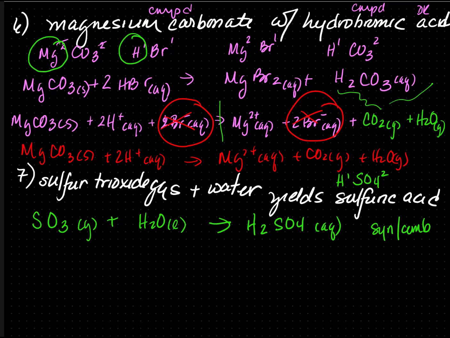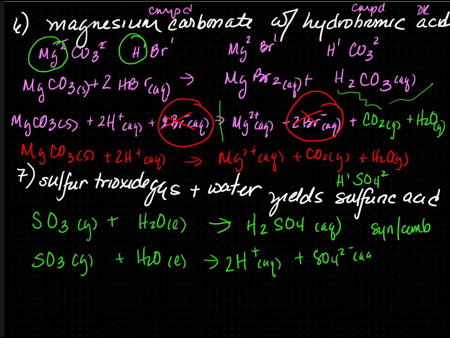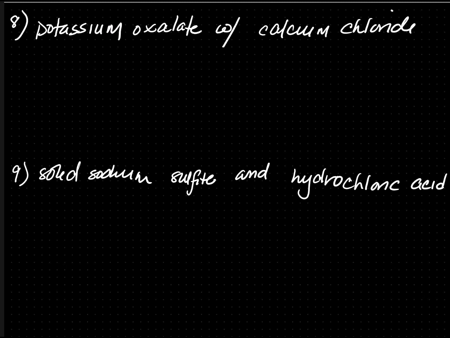Now we're going to break down everything that's AQ that is not a weak acid. So SO3 we cannot break down because it's a gas. Water we cannot break down because it's a liquid. Sulfuric acid we can because it is a strong acid. So we're going to have 2H plus AQ plus SO4 2 minus AQ. This is our complete ionic equation. It's also our net ionic equation because nothing cancels out. Pause the video, try the next two on your own, and then check your answer.